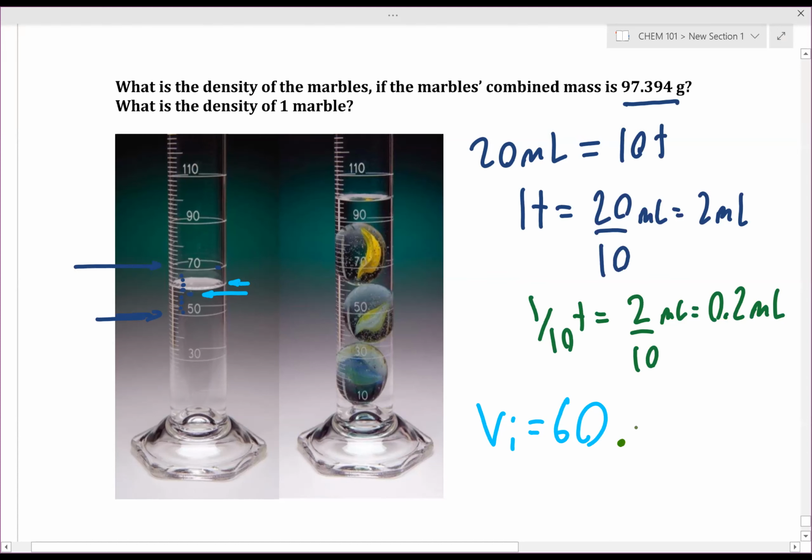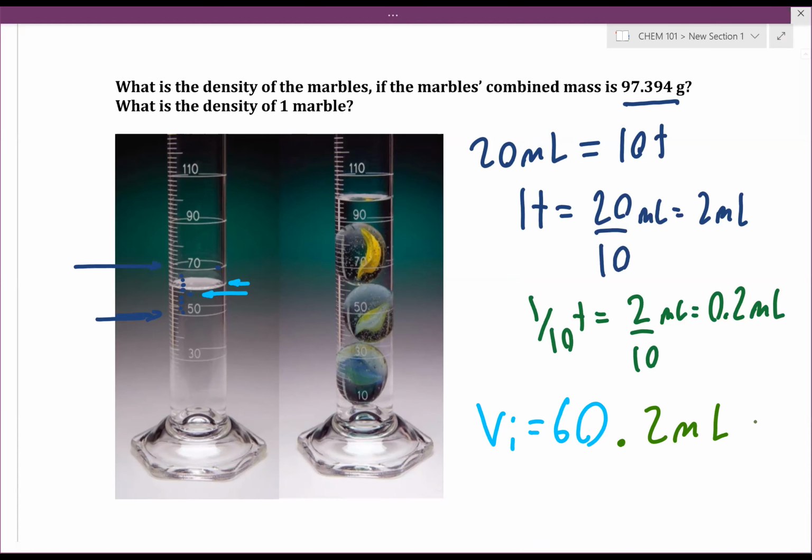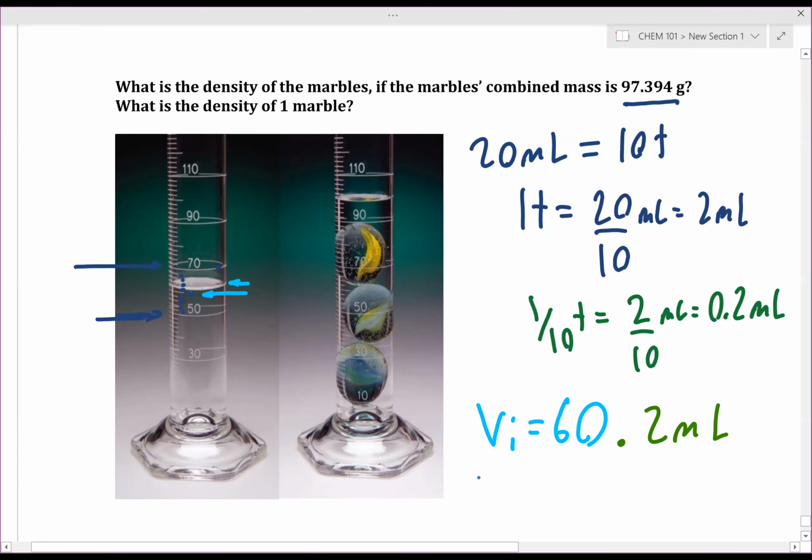So we have 60.2 milliliters. Now, after we have added our marbles, we can figure out our V final. It's the same graduated cylinder, so this same tick mark framework applies. Now, we are past 90 and we are 1, 2, 3, 4, 5 ticks past 90. Yeah, 100, exactly. And can we estimate an additional digit?